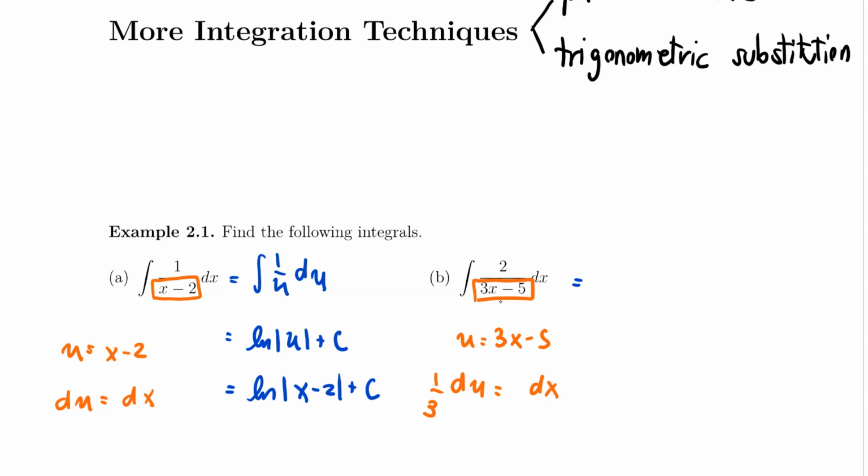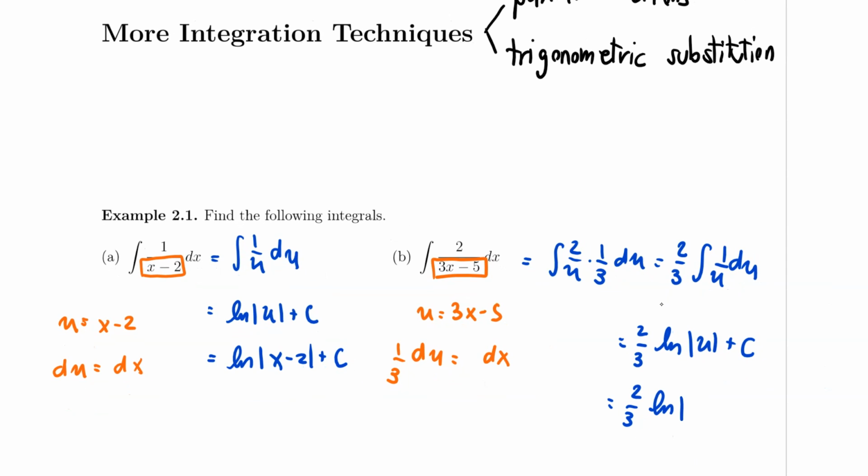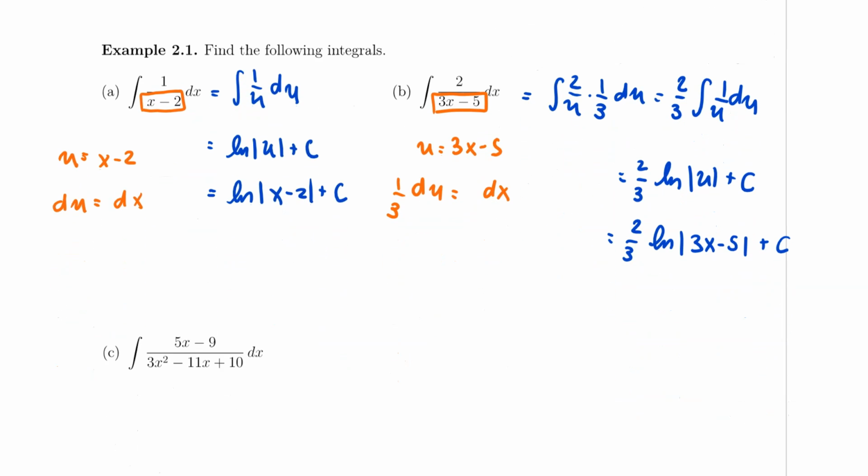So my integral now becomes the integral of 2 over u times dx, which is 1/3 du. Now I can pull the constant, 2/3, out, so that's just 2/3 times the integral of 1 over u du. Once again, the integral of 1 over u is just log of absolute value of u. So the answer for this one is 2/3 times log of the absolute value of 3x minus 5, plus c. Okay, so let's do my next one.